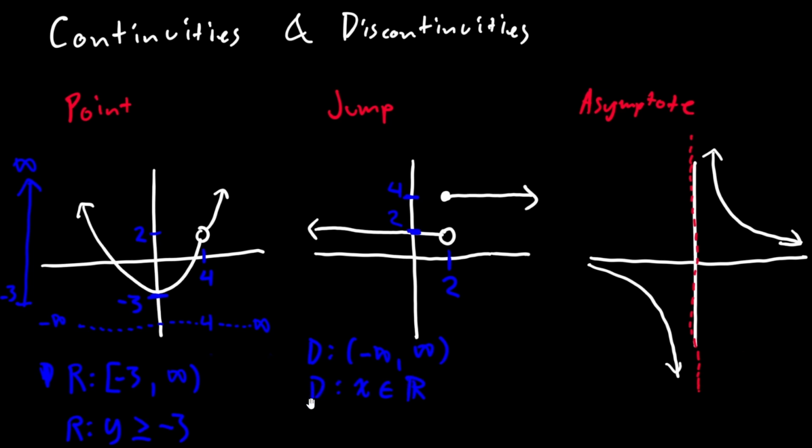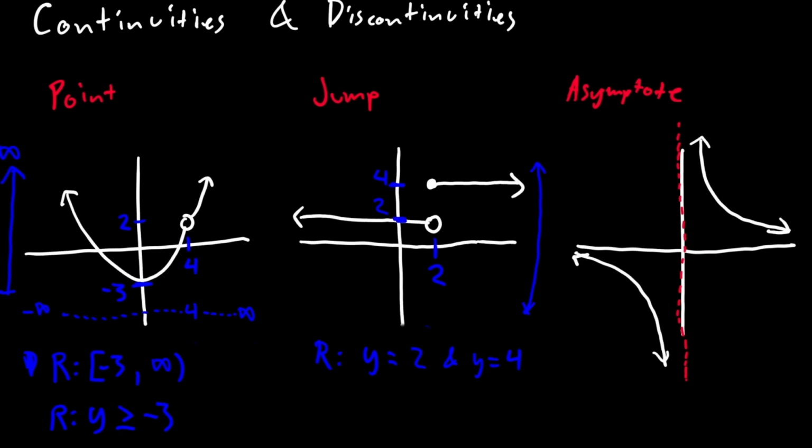So let's talk about the range. Now for the range of this graph, this is kind of tricky, because the range is only the values 2 and 4, because these are horizontal segments. So for this range, you could just write it as y equals 2 and y equals 4. And that's about it.